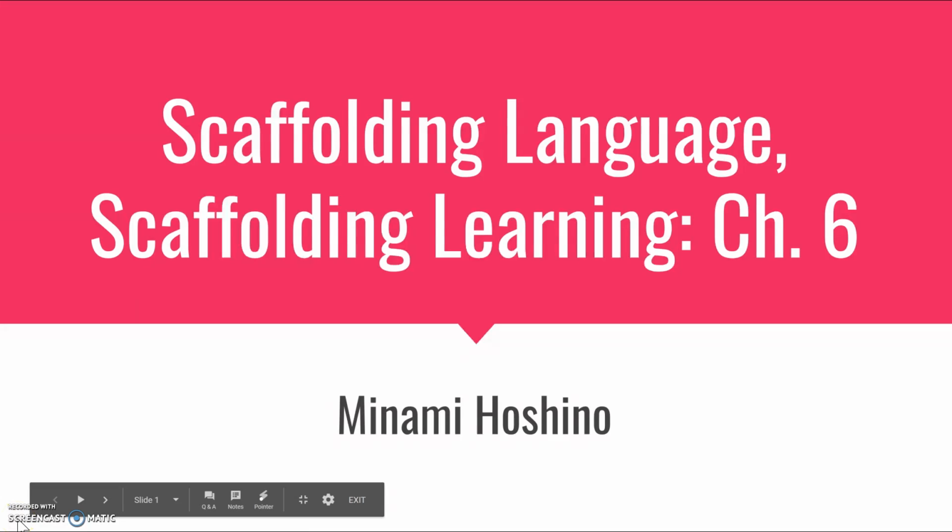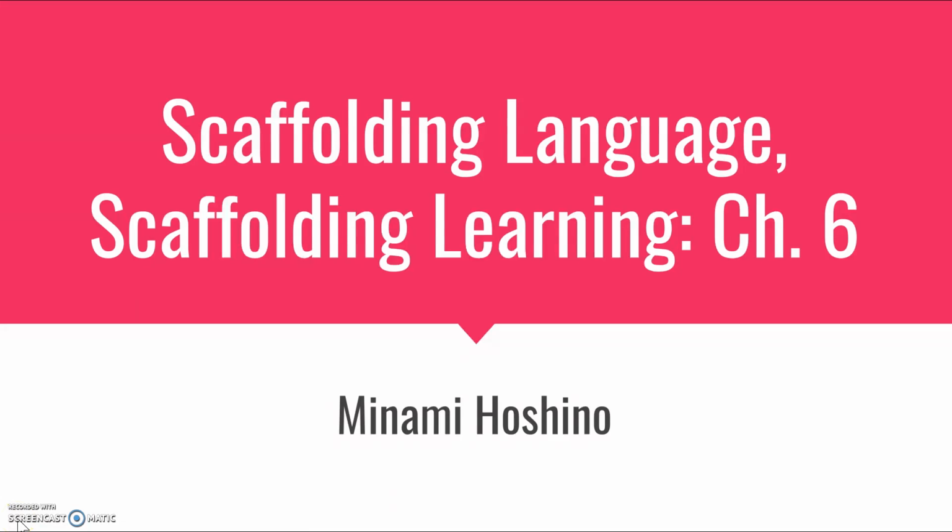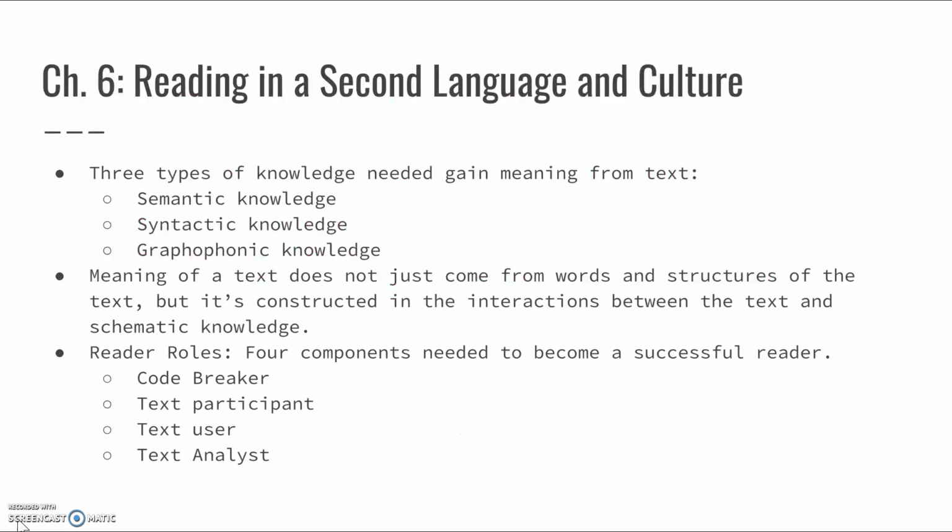Hello, so today I'll be doing a quick overview of Chapter 6 of Scaffolding Language, Scaffolding Learning. Chapter 6 is called Reading in a Second Language and Culture, and it starts off by talking about how there are three types of knowledge needed in order to gain meaning from reading a text: semantic knowledge, syntactic knowledge, and graphophonic knowledge.